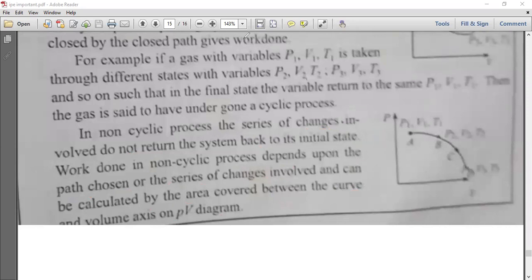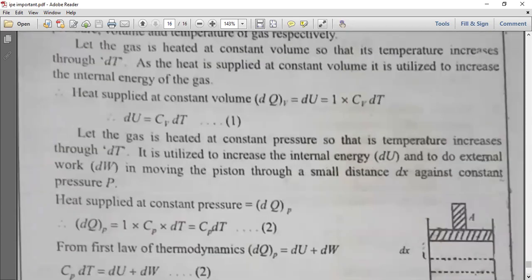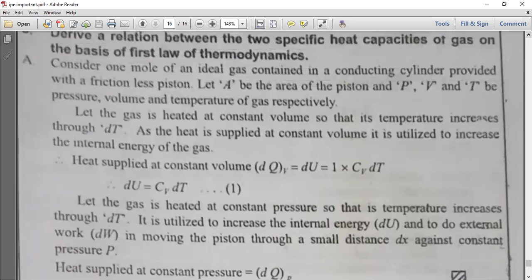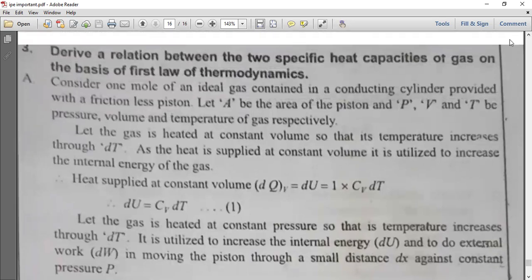Okay. Next. Now one more question, that is the CP and CV relation. Derive a relation between the two specific heat capacities of a gas on the basis of the first law of thermodynamics. So see how to write this answer. First, consider 1 mole of gas contained in a conducting cylinder. A is the area of the piston, and P, V, and T are the pressure, volume, and temperature of the gas.